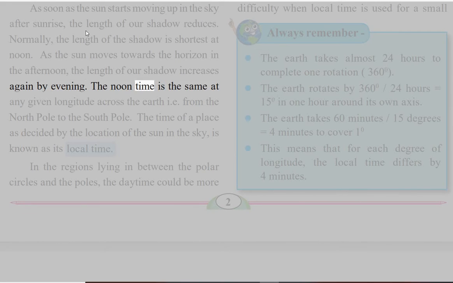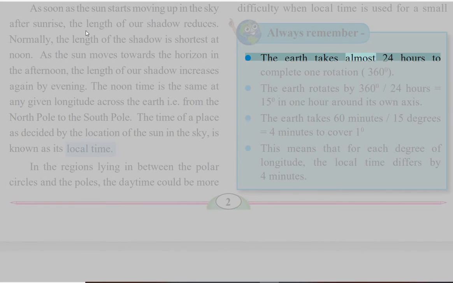The noon time is the same at any given longitude across the Earth, i.e., from the North Pole to the South Pole. The time of a place as decided by the location of the sun in the sky is known as its local time. In the regions lying in between the polar circles and the poles, the daytime could be more.